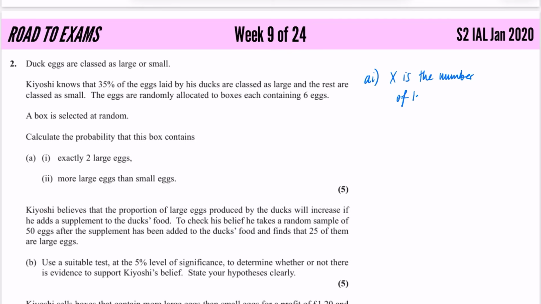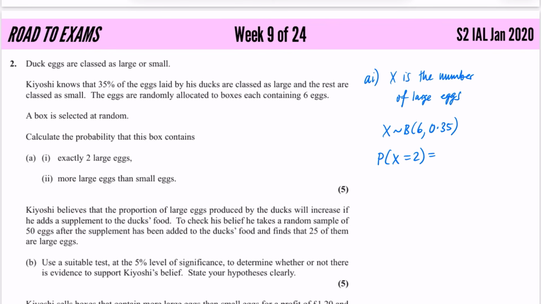X is the number of large eggs, okay? And I'm sure you know what it's going to be. It's a binomial distribution, right? Where there are 6 eggs in a box and it is a 35% probability that an egg is large. So the first one is saying that it is exactly 2 large eggs. In other words, what's the probability that X is equal to 2?